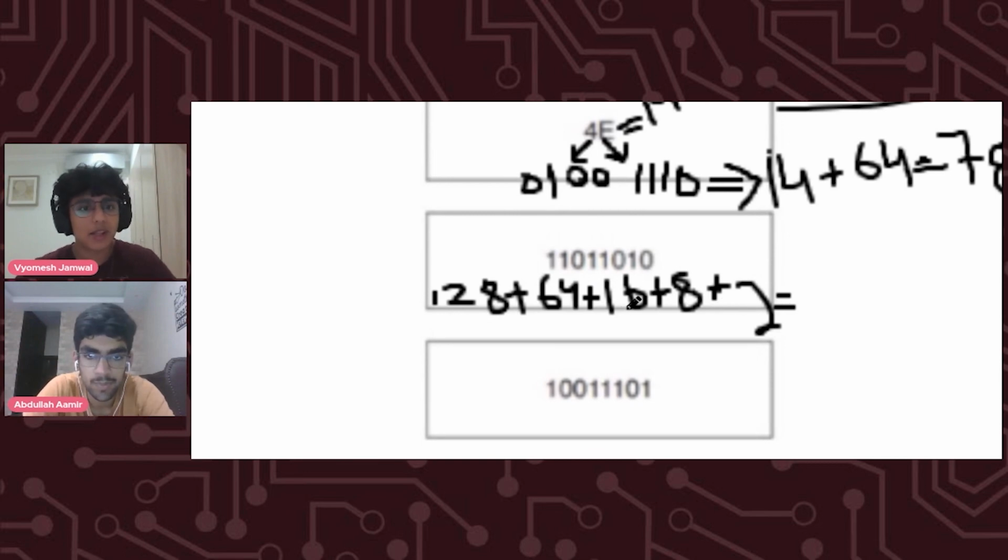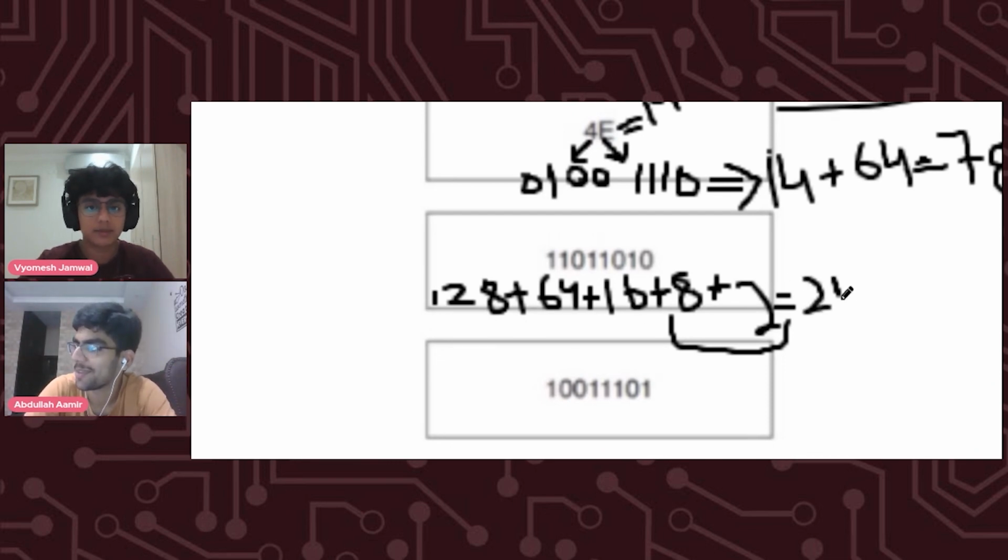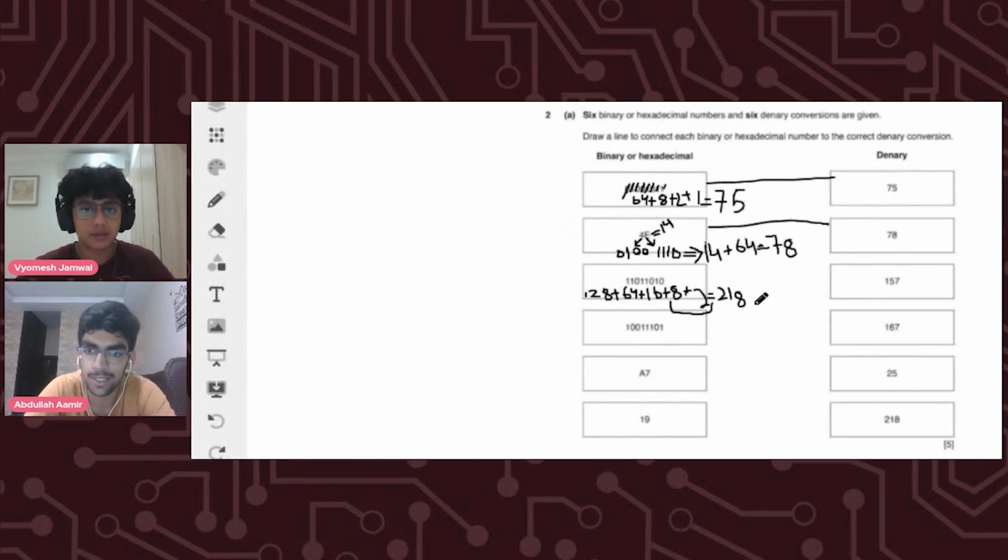So again, as Abdullah said, we could use the ones that perfectly align, like 64 plus 16, 8 plus 2. So 64 plus 16 would give us 80. Using that trick, we're looking at 10. 80 plus 10 would be 90. 90 plus 128 would be 218. 218, yes. Yeah. So now we should be checking the answer list, and there you go. You have 218.